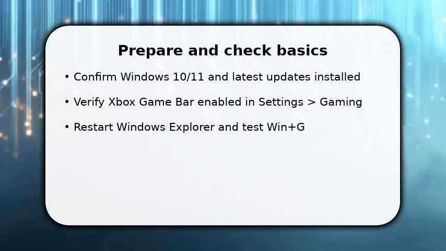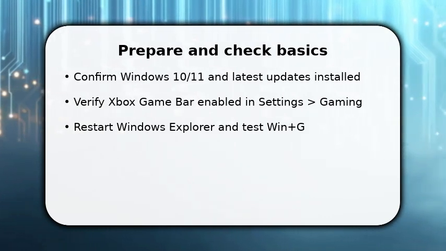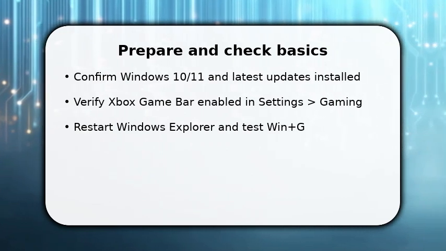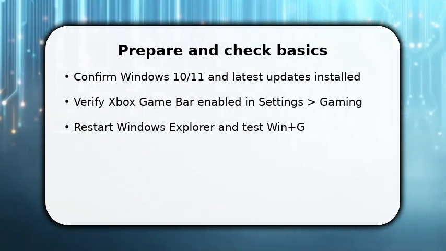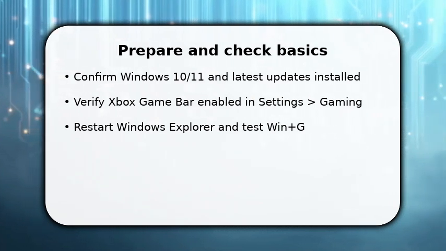You start by confirming requirements and performing the first actions. Make sure Windows is up to date and Game Bar is enabled under Settings Gaming. Once done, restart Windows Explorer from Task Manager to refresh UI components that often block the overlay.